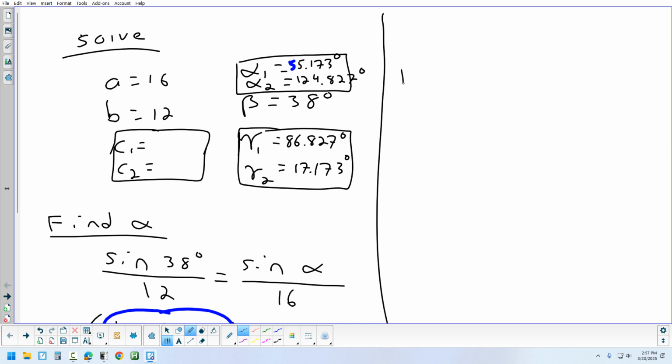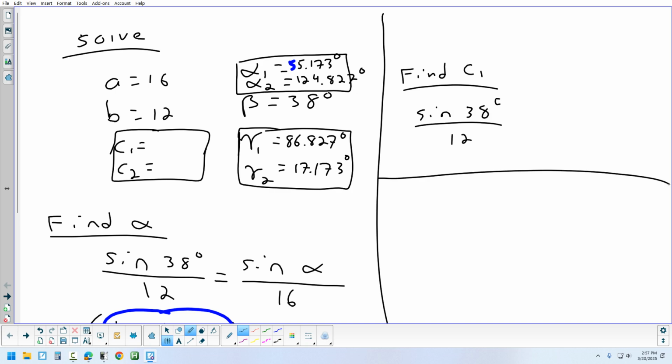Okay, so to find C1, we're going to do sine 38 over 12. And to find C2, we're also going to do sine 38 over 12. But what's going to go on the right side when we are finding C1? Sine 86.827 over C.